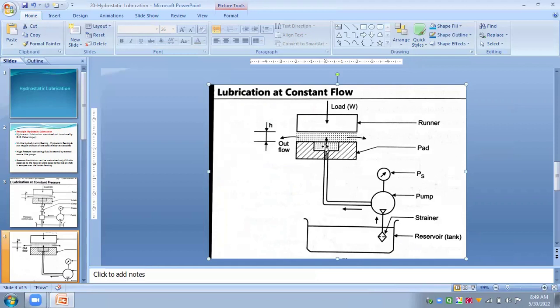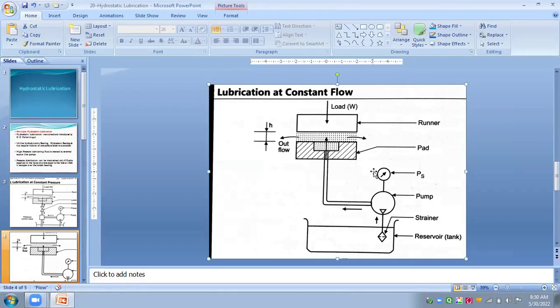An increase in load causes the land clearance H to decrease and the recess pressure PR must increase, provided the flow is kept at a constant value, to balance the load. The flow is always kept constant by pressure compensated flow regulating valves. Through this regulating valve, we keep the pump pressure constant, and the lubricant is fed at constant supply pressure from a common system. So these are the two arrangements for the hydrostatic lubrication system.